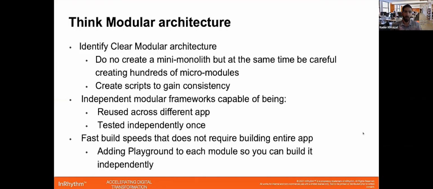So what's the first thing that we want to do? The first thing we want to do is think modular architecture. And by that, we mean identifying what a clear modular architecture is going to be. We want to make sure that, one, we don't build a mini monolith, but at the same time, we don't want to build 100 micro modules. So we need to figure out what is the right balance. And that's clearly the design logic as well as the business logic that would fit into those modules and create criteria around them.